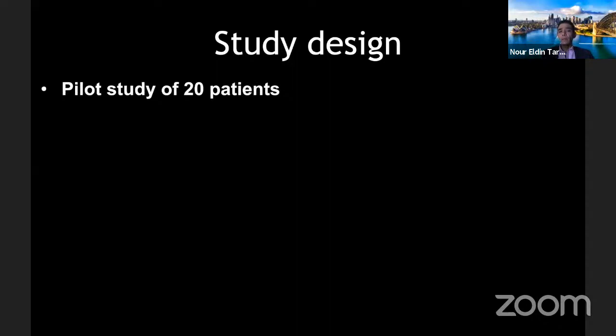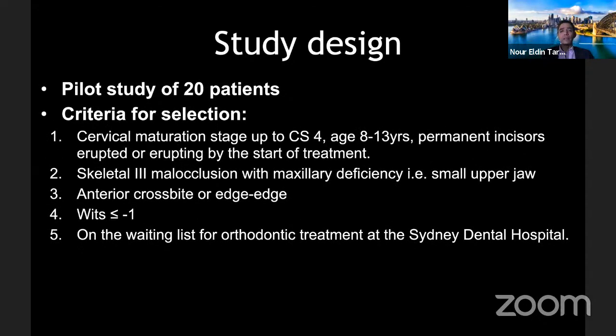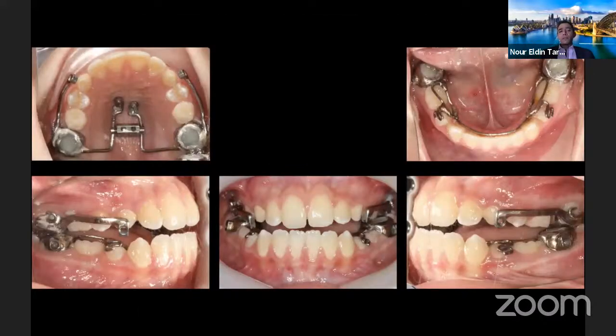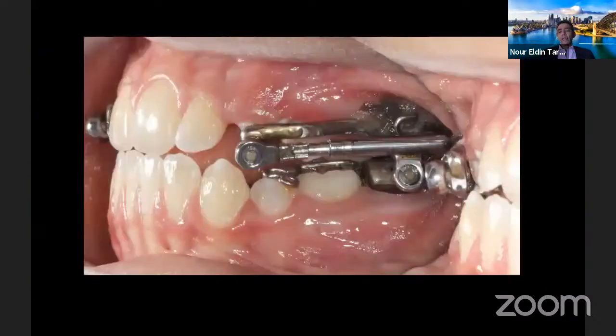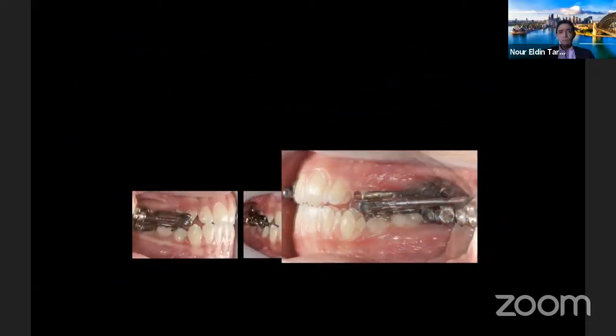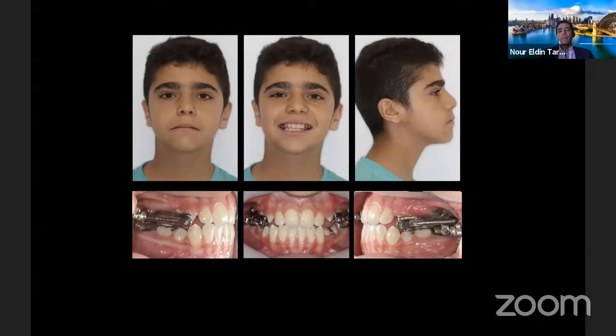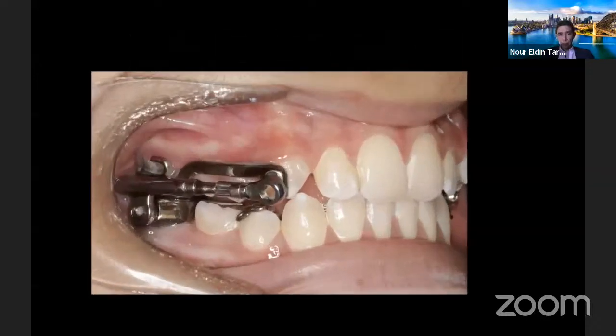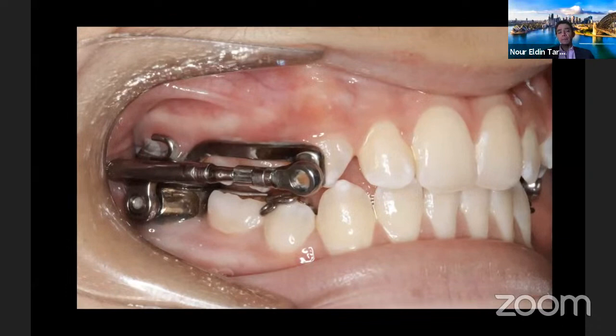So we enrolled 20 patients in our pilot study, our prospective clinical trial, and all with class 3 malocclusion with maxillary deficiency. And so we place the 2 palatal implants. We start with maxillary expansion, and then once the expansion is completed, we place the bite correcting spring. And then the spring can be reactivated by adding those little shims to the side, and gradually the malocclusion corrects until we have a positive overjet. So the reactivation happens by compressing the spring further by adding the shims to the sides.